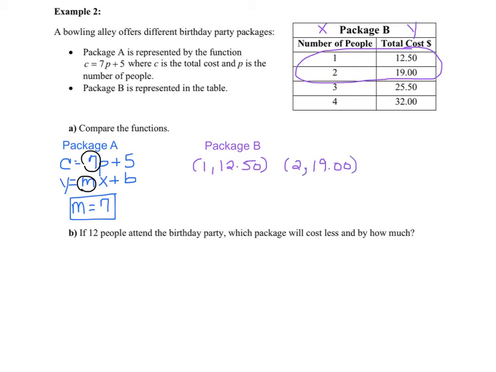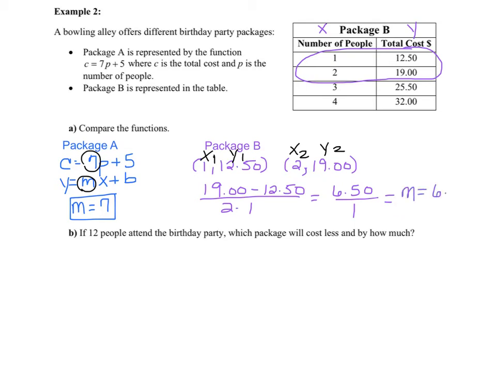And our second coordinate is going to be 2 and 19. Comma right there. You want to label your coordinates x1, y1, your ones, and then x2 and y2. So now you have $19 minus $12.50 over 2 minus 1. 19 minus $12.50 is $6.50. 2 minus 1 is 1. Therefore, our rate of change, or m, is equal to $6.50.